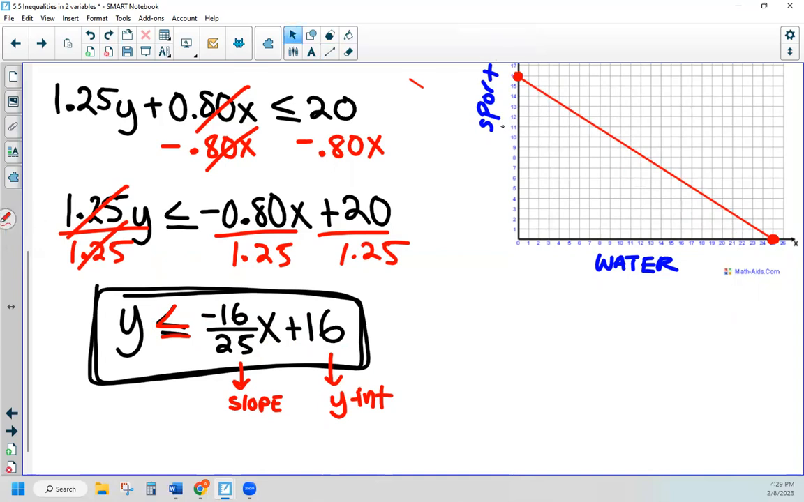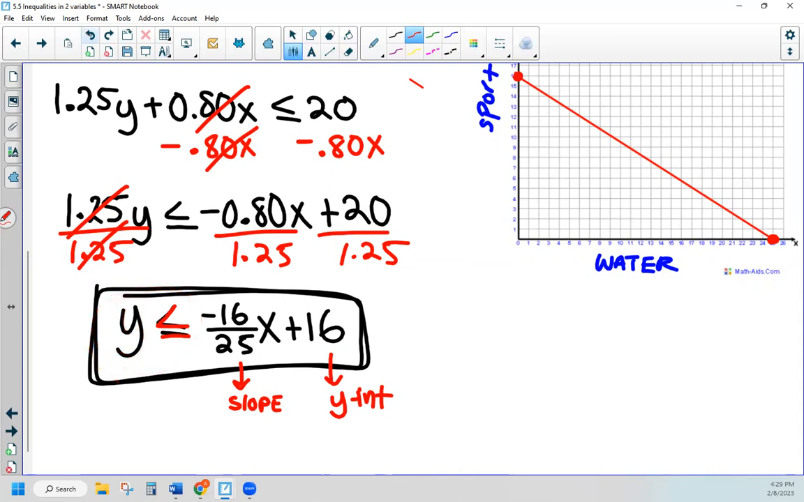The last thing I'm going to ask myself is, where does the shading take place? You got two options here. You can either go ahead and choose a point and test it out, or you can use the cheat code that we know right here. Since this is already in slope intercept form, if we read it, it says y is less than. As soon as I see that it's less than, I think under the line. Less than is under the line.